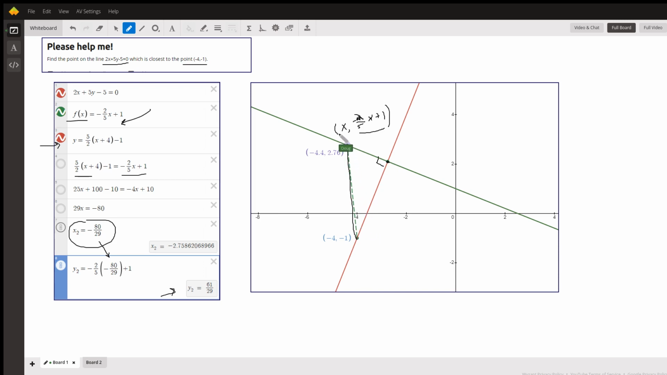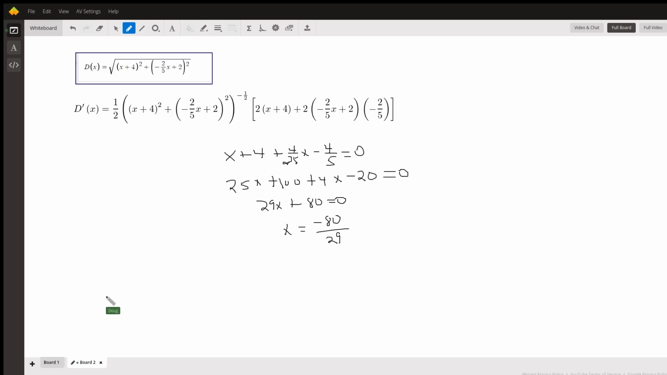So using the distance formula, it's the change in x, which is x plus 4, the quantity squared, plus this thing minus a -1 would give us the -2/5 x plus 2, the quantity squared. Take the square root of that, and you've got the distance. And here's what that looks like. There's a formula for the distance between the point (-4, -1) and any other point on that line.